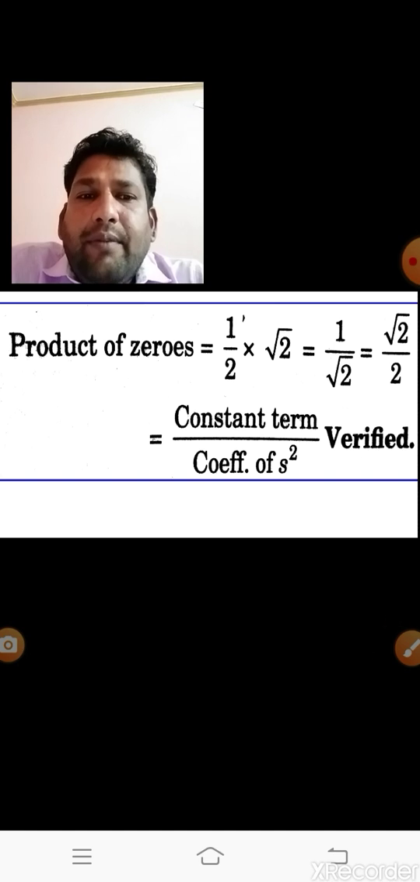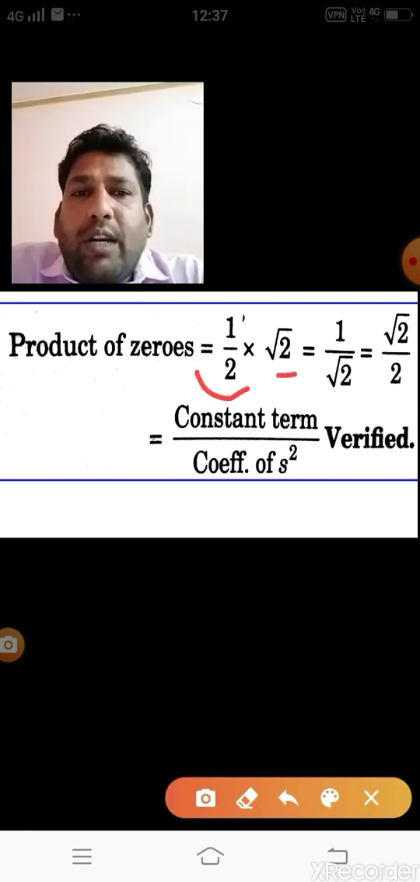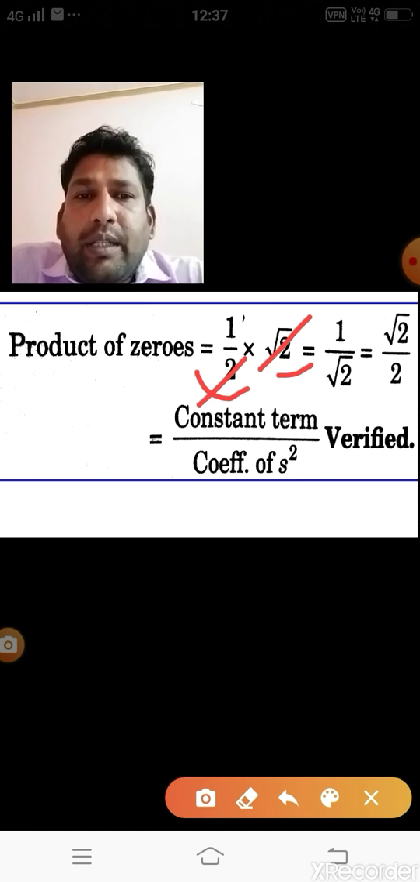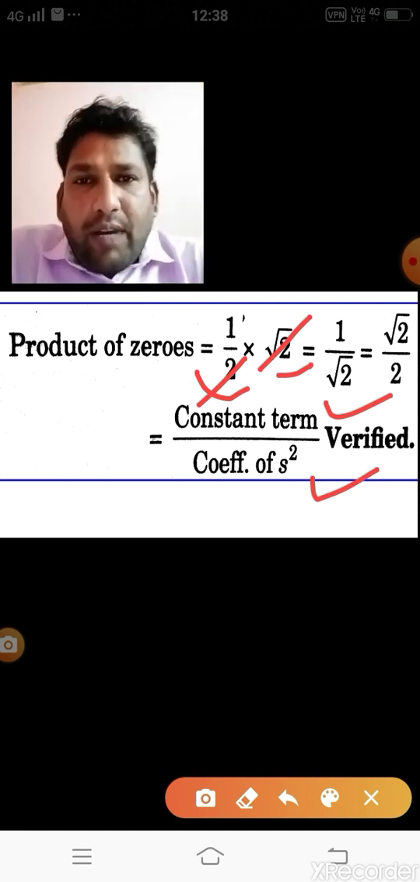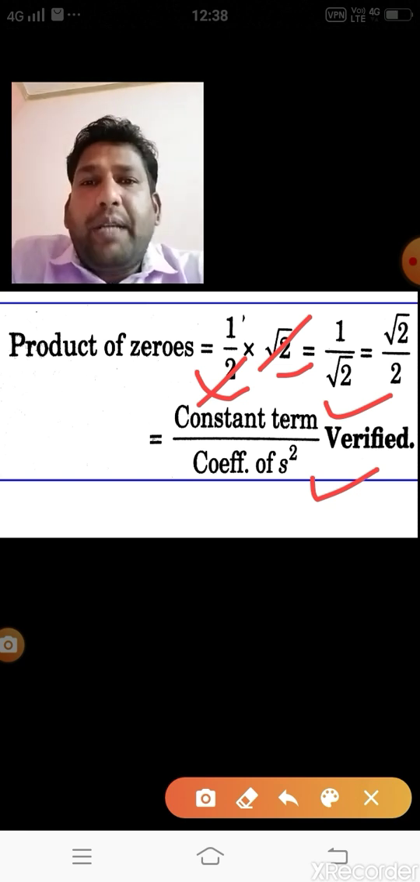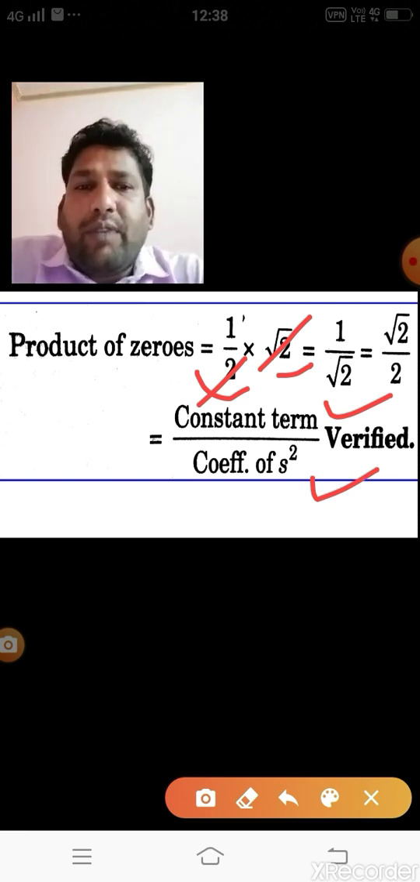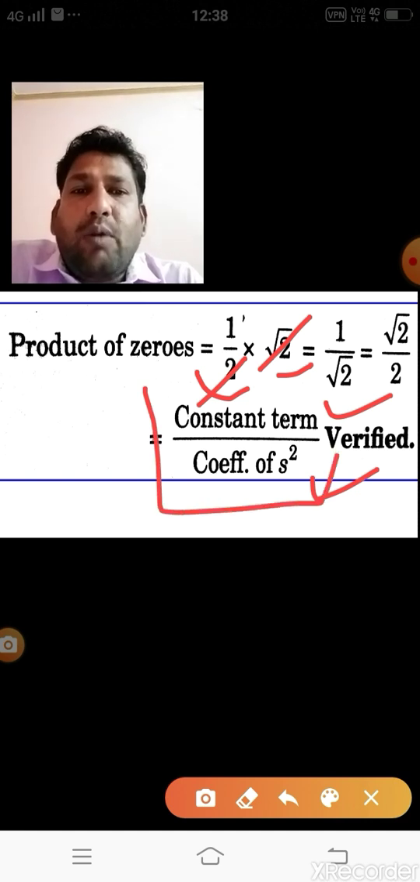Same for the product. We have these two zeros, 1 by 2 and root 2, and if you take the product of these two, root 2 and 2 cancel out and we get 1 upon root 2, and on rationalization we get root 2 upon 2. Root 2 is the constant term in the given polynomial, and 2 is the coefficient of s square in the given polynomial. It means c upon a. The product of zeros alpha into beta is equal to the constant term upon the coefficient of s square.